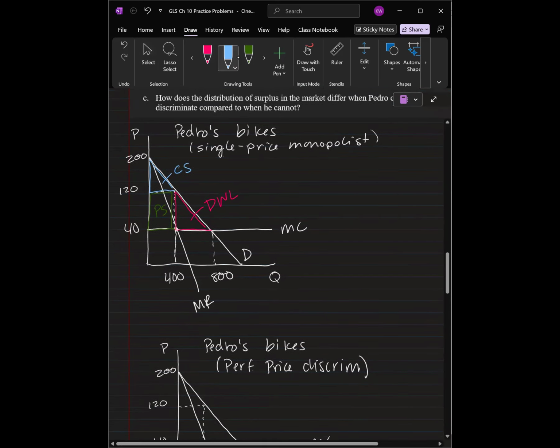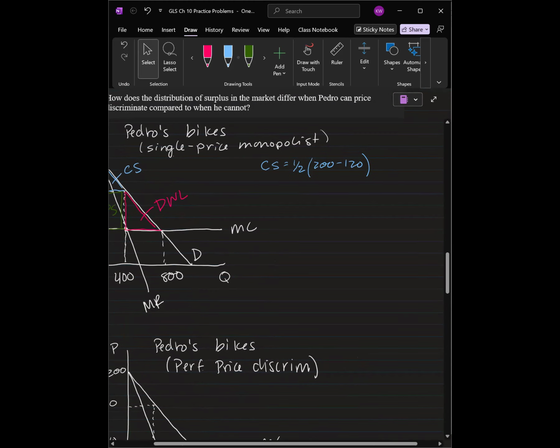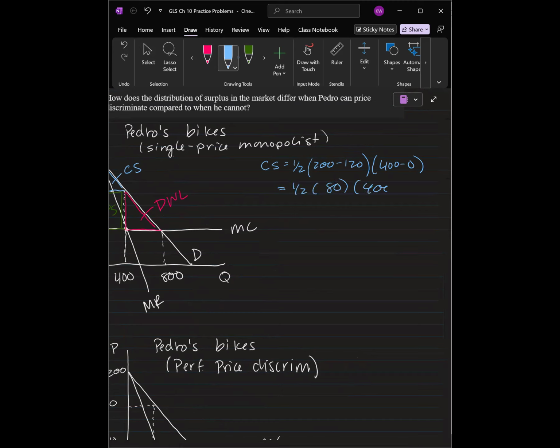So here for Pedro, consumer surplus is equal to that triangle. So we'll have it equal to 1/2 times 200 minus 120 multiplied by the total sold, which was 400, so times 400 minus 0. That gives us 1/2 times 80 times 400. So that is 40 times 400, which is going to give us $16,000 for consumer surplus when Pedro is a single price monopolist.